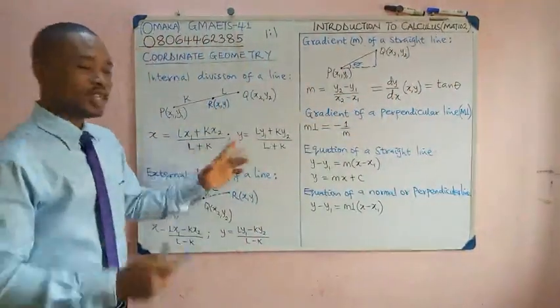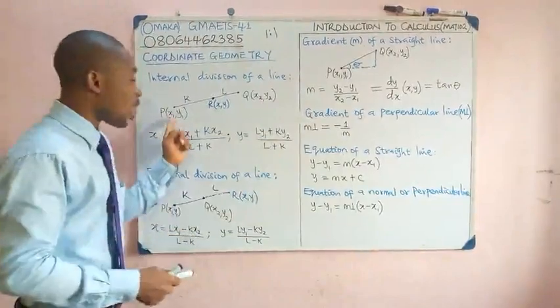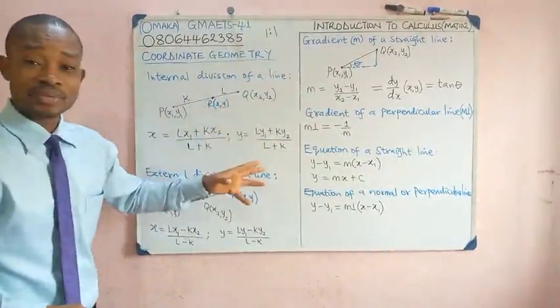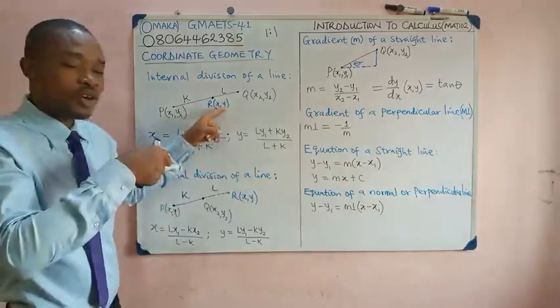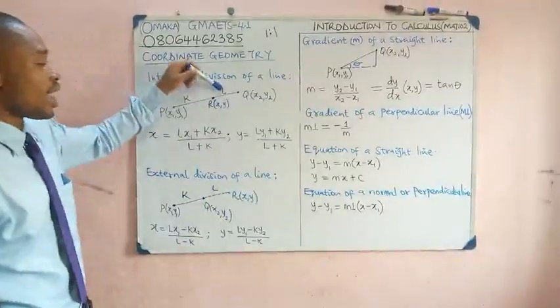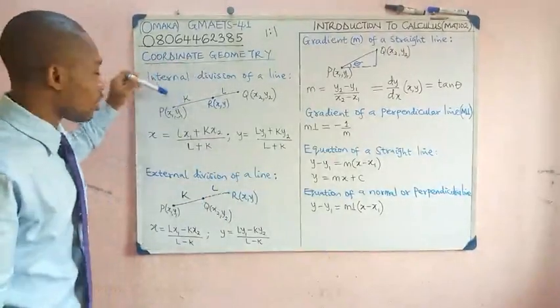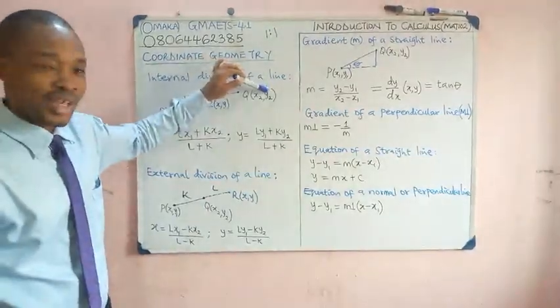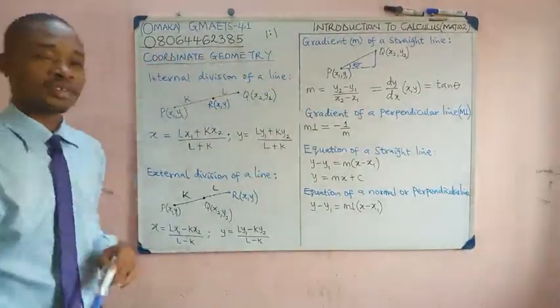Then to obtain your y coordinate, what are you going to do? You use the y coordinates of the line PQ to get the y coordinate of the point that divides that line PQ. So to obtain our y, you move again. It's going to be L times y1 plus k times y2, and then divide by what? L plus k. So that's the formula.